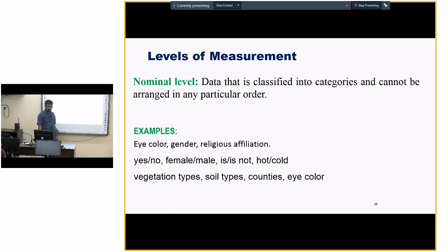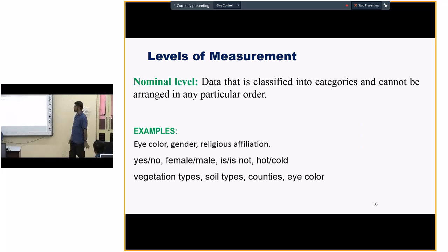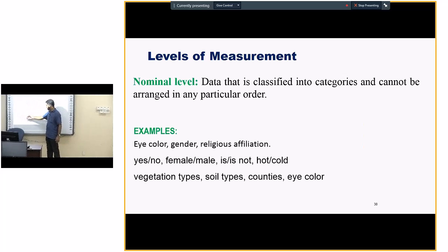Now you can see a number of additional examples for nominal level data. Data that is classified into categories and cannot be arranged in a particular order. Now it is very much clear. We already discussed that type of example. If you have a primary questionnaire, you can see yes or no questions, female or male, is or is not, hot or cold. Now you can see some classifications, two or three classifications. We can just classify, but we cannot see a particular order, right? Vegetarian. There are some classifications, eye colors.